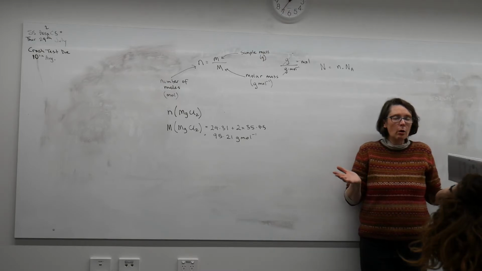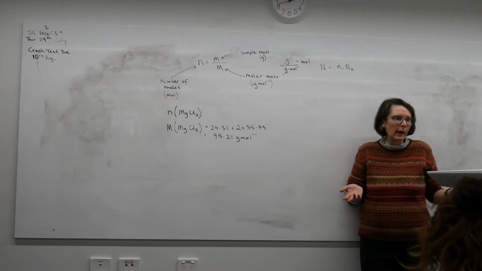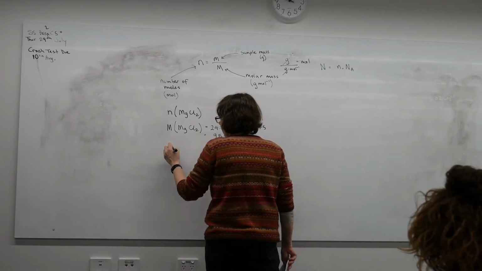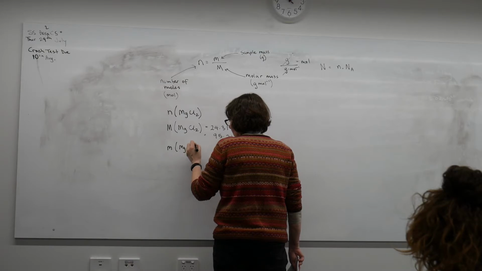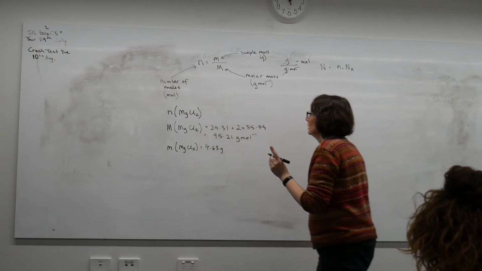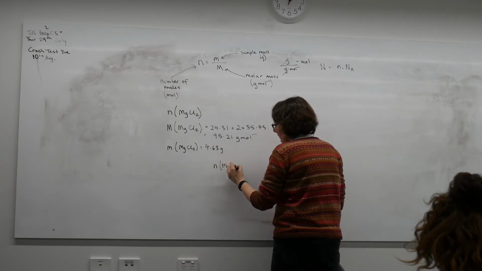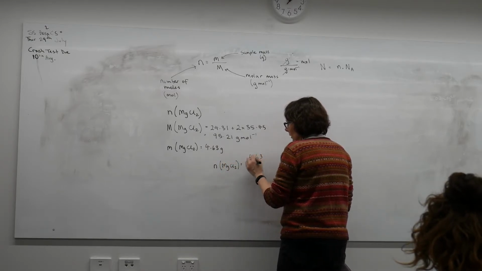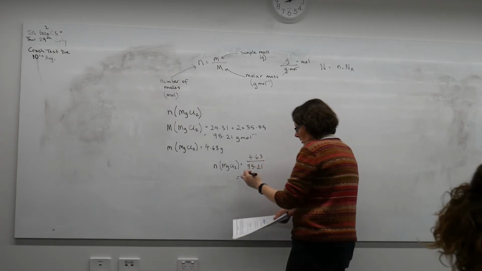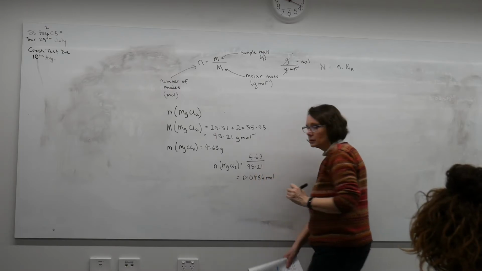So if I want 1 mole of magnesium chloride, I'd have to weigh out 95.21 grams. But I don't have that much. What I actually have is 4.63 grams. So now, find my moles. It's going to be 4.63 divided by 95.21, which is 0.0486 moles.